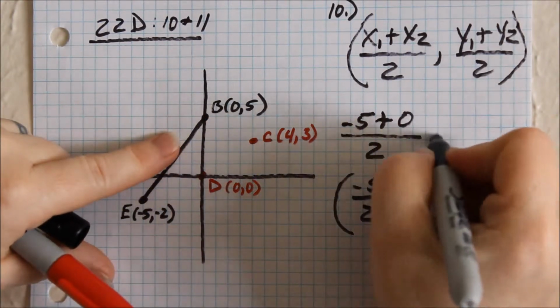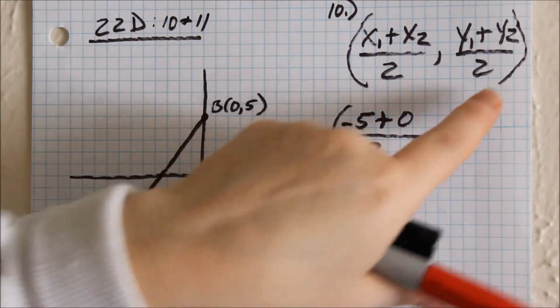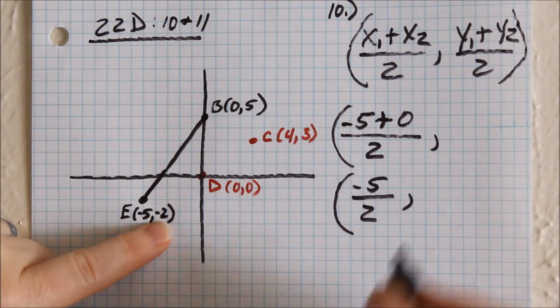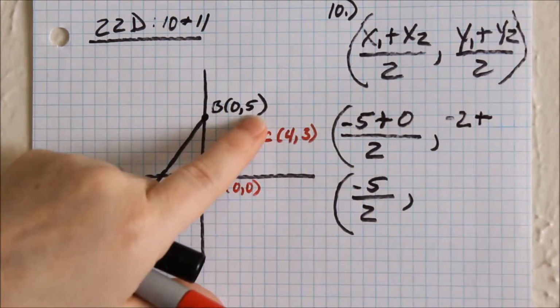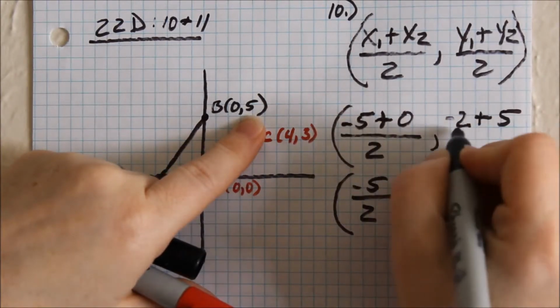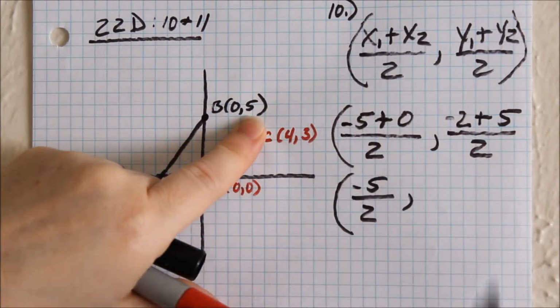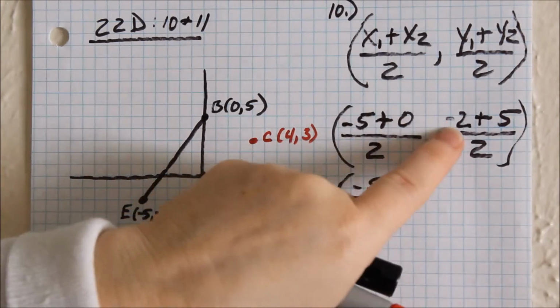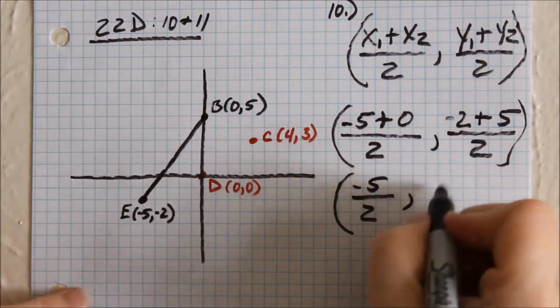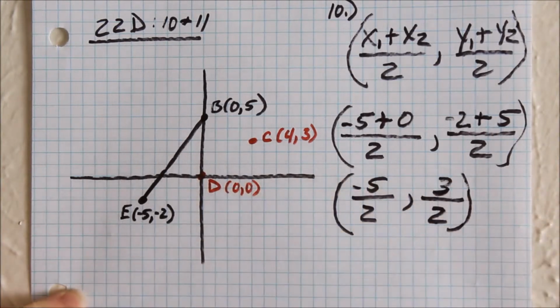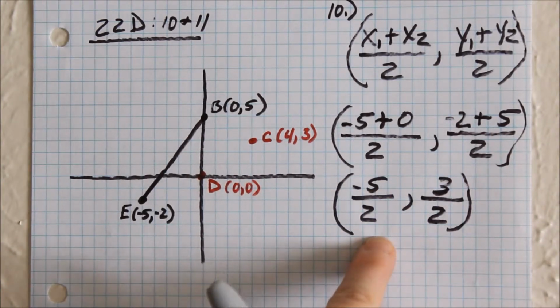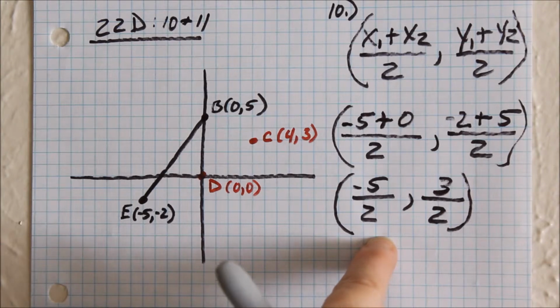Now let's find the y coordinate for your midpoint. Average your y's. So one of my y values is -2. The other y value is 5. Averaging those, you add those together and then divide by 2. -2 plus 5 would be a +3, and then divide by 2, leaves it as a fraction. So this coordinate is my midpoint.